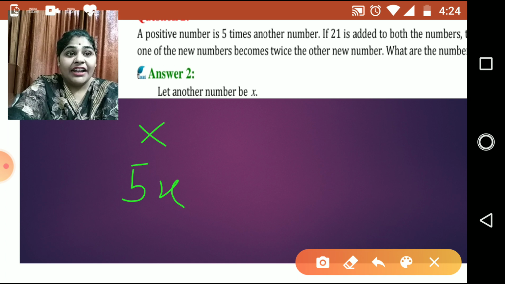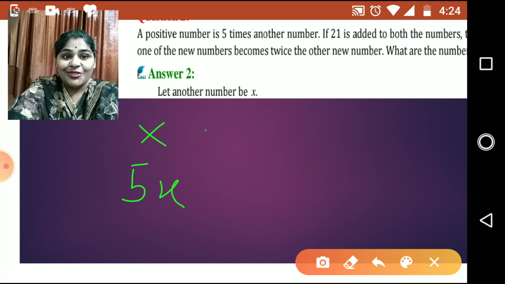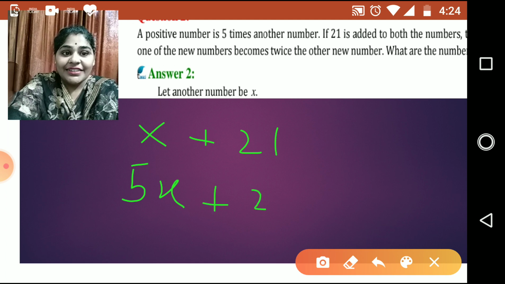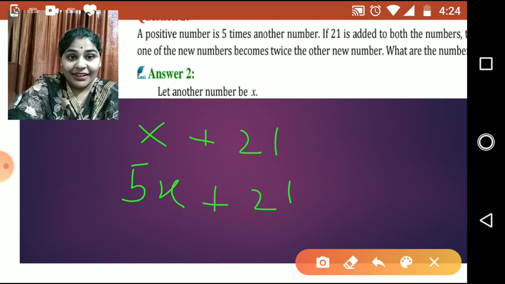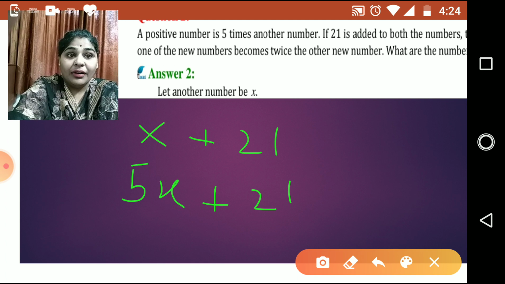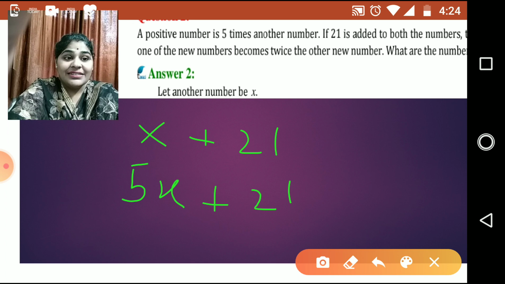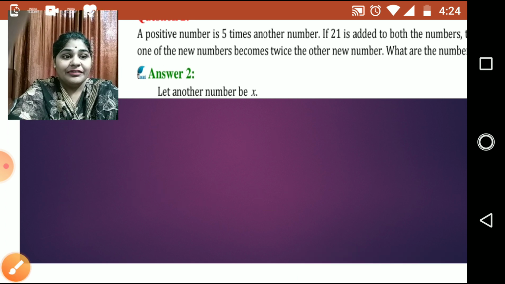If 21 is added to both the numbers, here is x plus 21 and here is 5x plus 21. So after this, one of the new numbers becomes twice the other new number. So twice the other new number, children will see here.